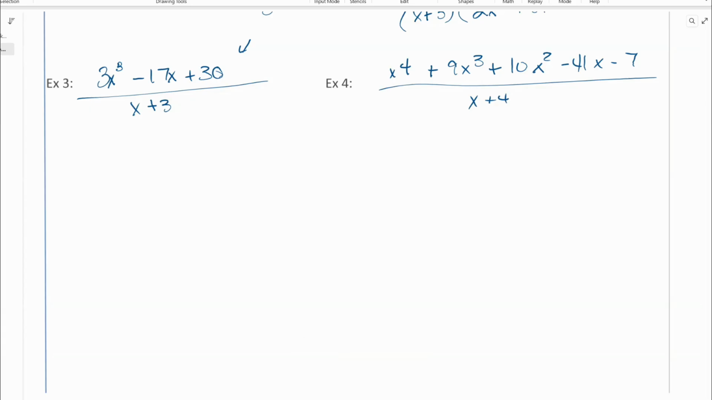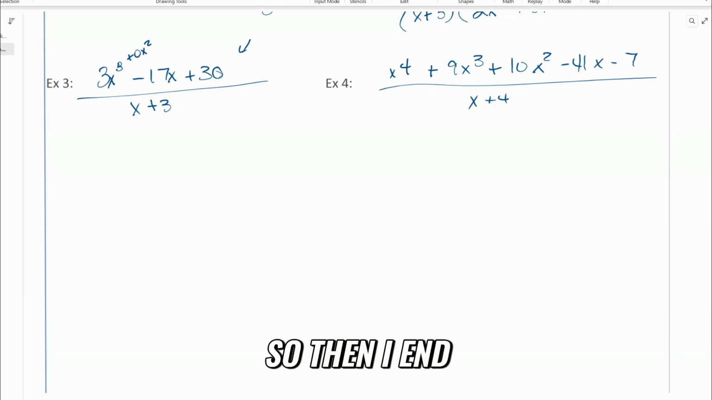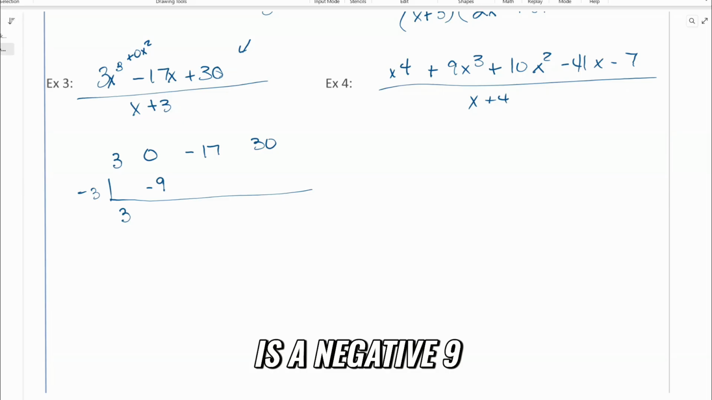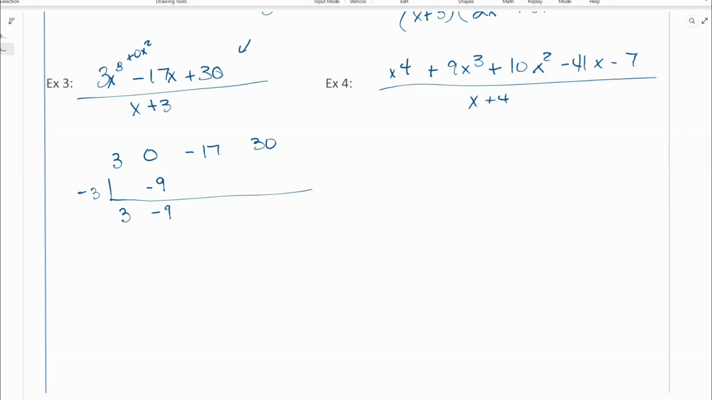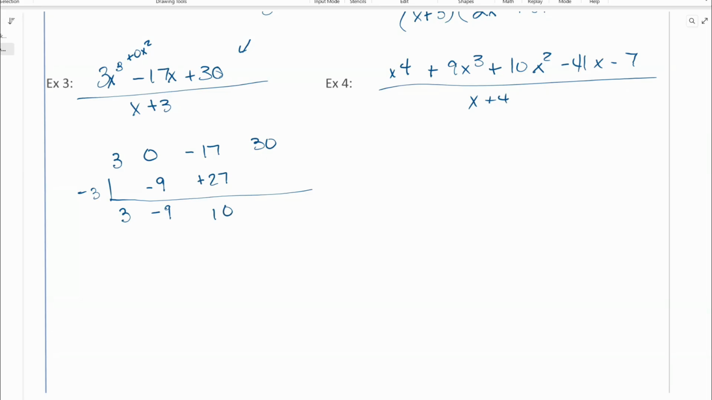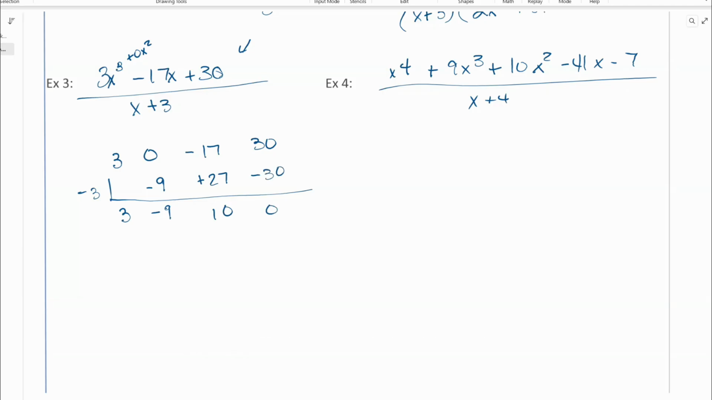All right. I don't have an x squared, so I have to add a 0x squared. So then I end up with 3, 0, negative 17, and 30. And this is again negative 3. So I bring down my 3. 3 times negative 3 is a negative 9. So I get a negative 9. Negative 3 times negative 9 gives me a positive 27, which gives me a 10. Negative 3 times 10 gives me a negative 30, which gives me a 0.